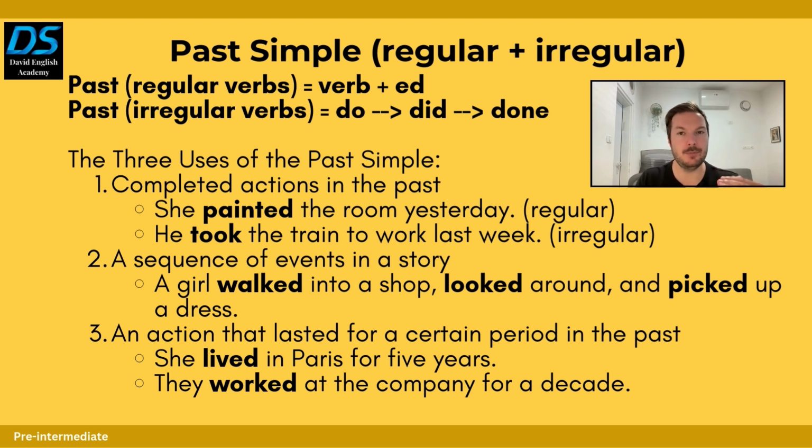Number 2, very important. It's a sequence of events in a story. For example, a girl walked into a shop, she looked around and picked up a dress. This is very important to remember because it's a series of actions. So you're going in order, and if you don't go in order, you might be in another tense. You might want to use the past perfect, but right now we're going into a series of actions, one after another. First this happened, second this happened, and then this happened.